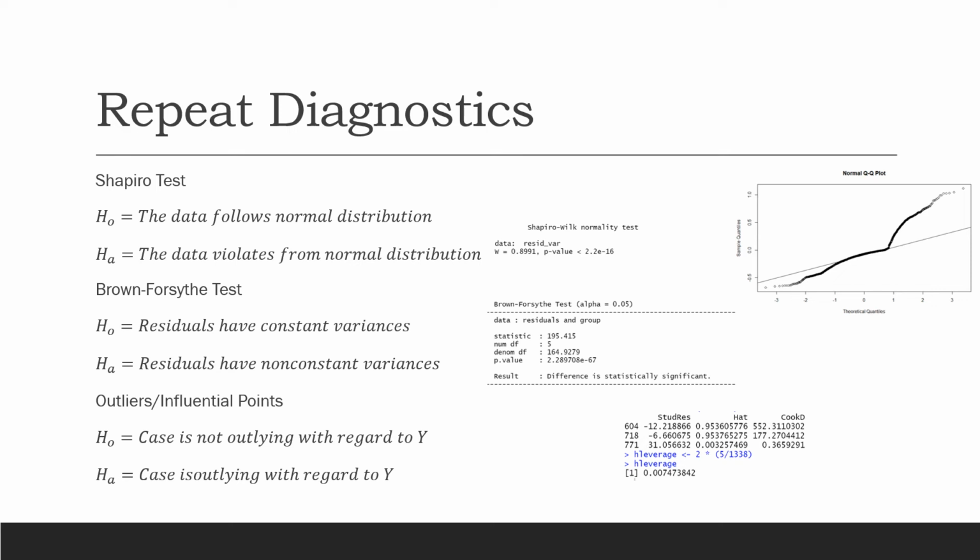Additionally, the influential points were determined to be 604 and 718. From this, it was determined that advanced measures would be necessary to improve the model. Also, it is important to note that the outliers were kept in the data.